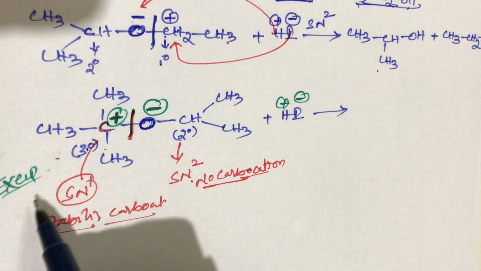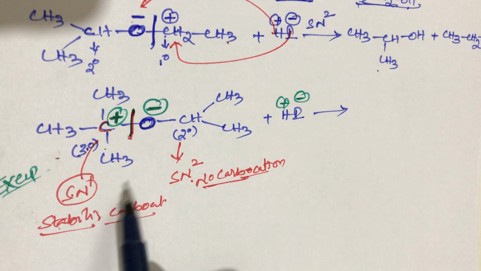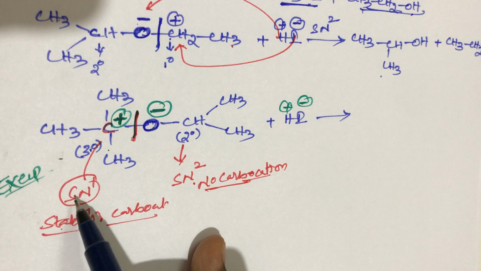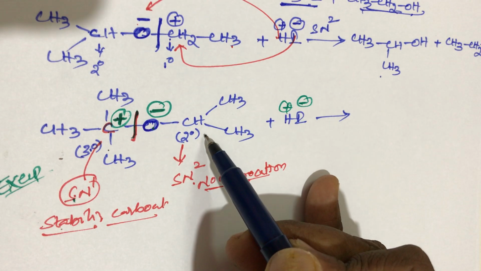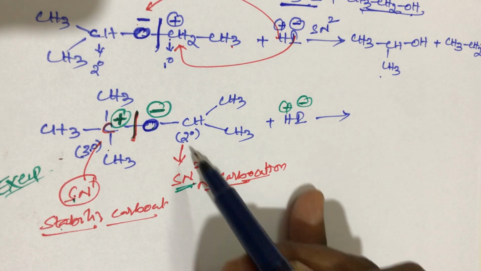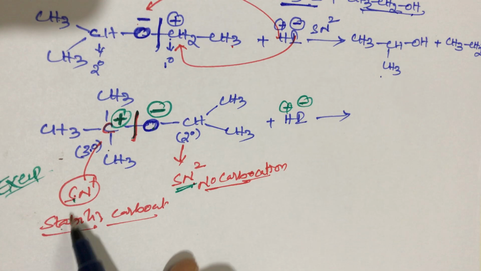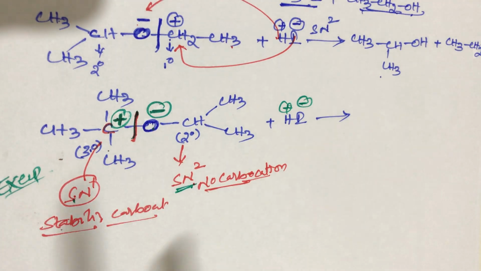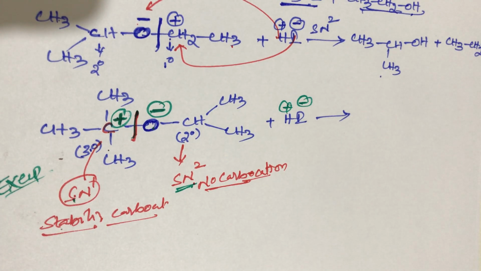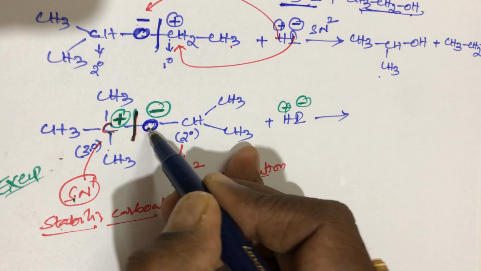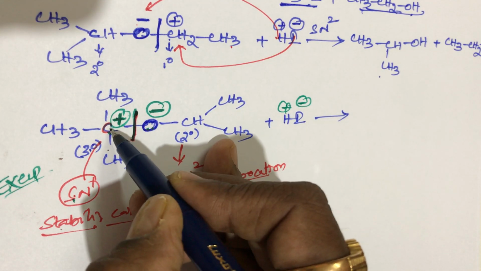In this exception case, one alkyl group is a tertiary alkyl group, so it follows the SN1 mechanism, and the other alkyl group follows the SN2 mechanism, because it is a secondary alkyl group. In this SN1 mechanism, an intermediate stable carbocation is formed. So bond cleavage occurs between the tertiary carbon and oxygen, and an intermediate tertiary carbocation is formed.